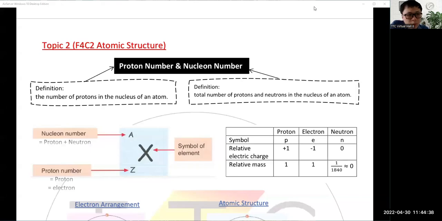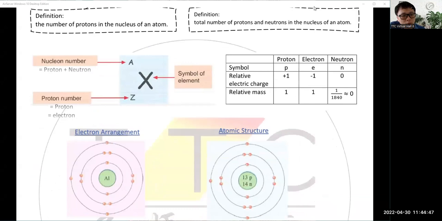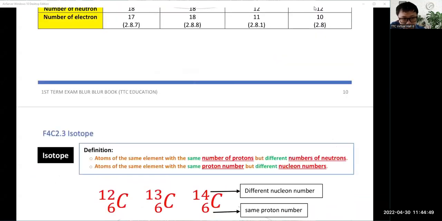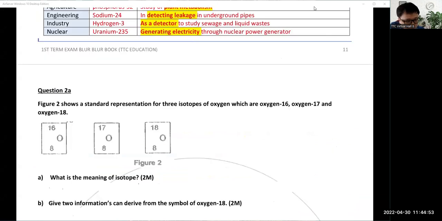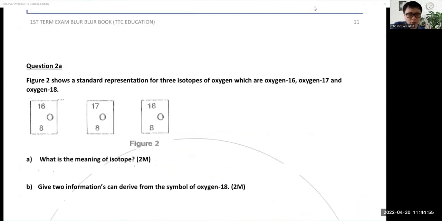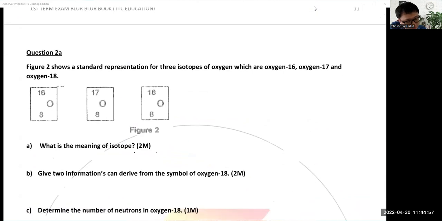Okay, so now we will start to revise topic 2: atomic number, proton number, neutron number, isotope, at least. For this one, this topic is quite simple. We should go for a question, and if we need the information, then we go back to the short notes. So look at this one.